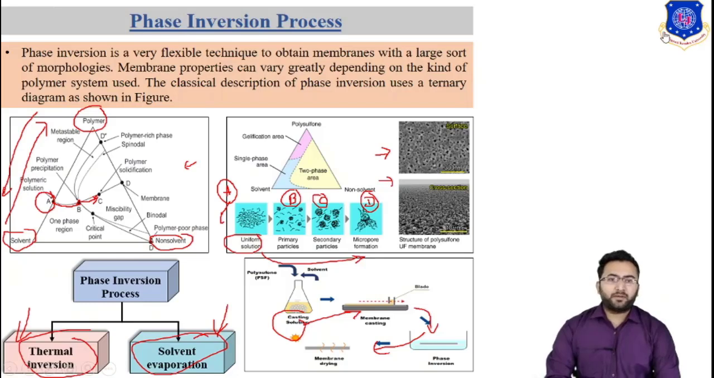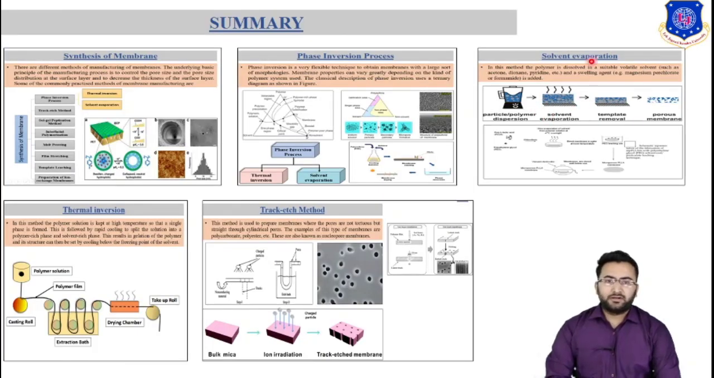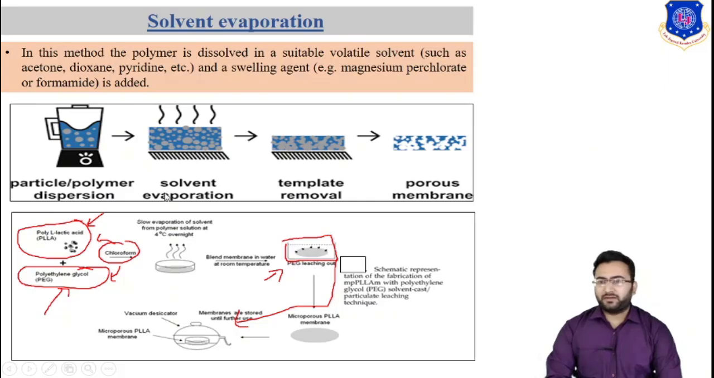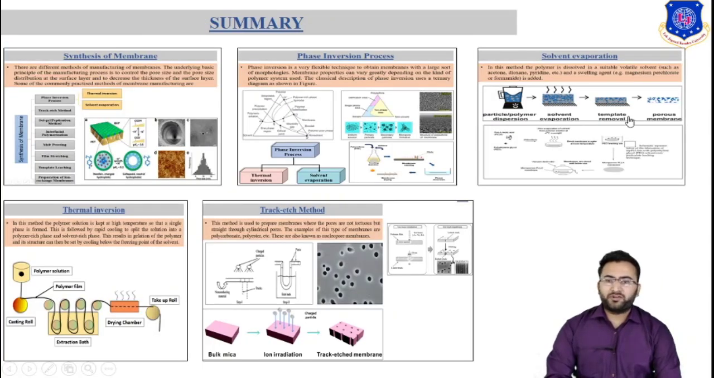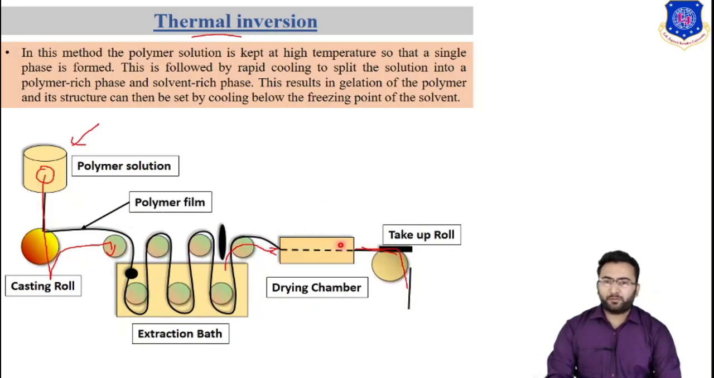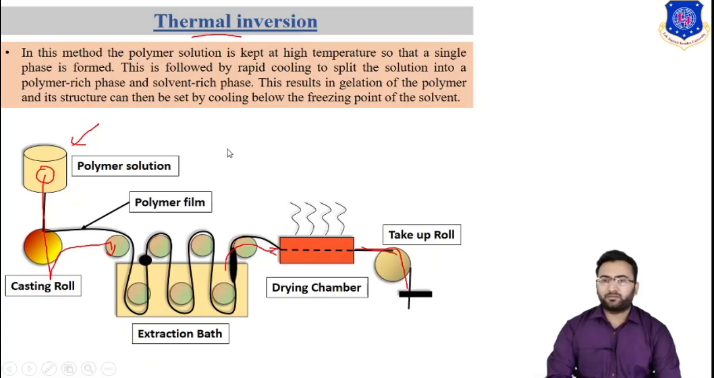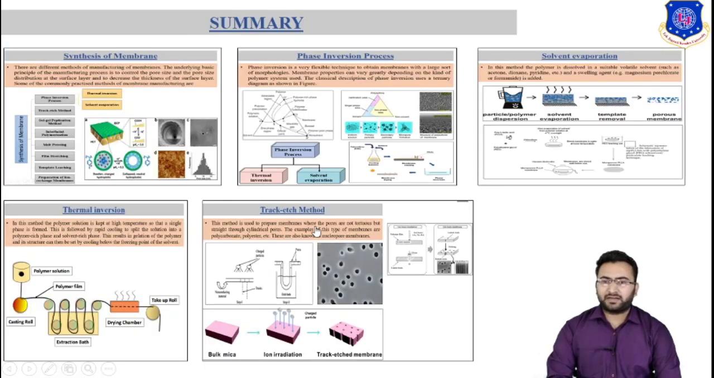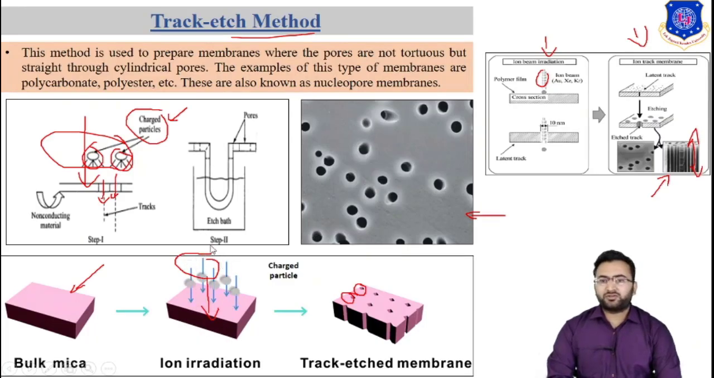Then we discussed the next method, the solvent evaporation method, in which polymer and swelling agent are used and evaporated and we get the porous membrane. Then we talked about the thermal inversion method, where the solution is converted into a flat sheet and evaporated and we get the flat sheet membrane. Then we discussed the track-etch method, where charged particles or beams are used to make the pores in a membrane.